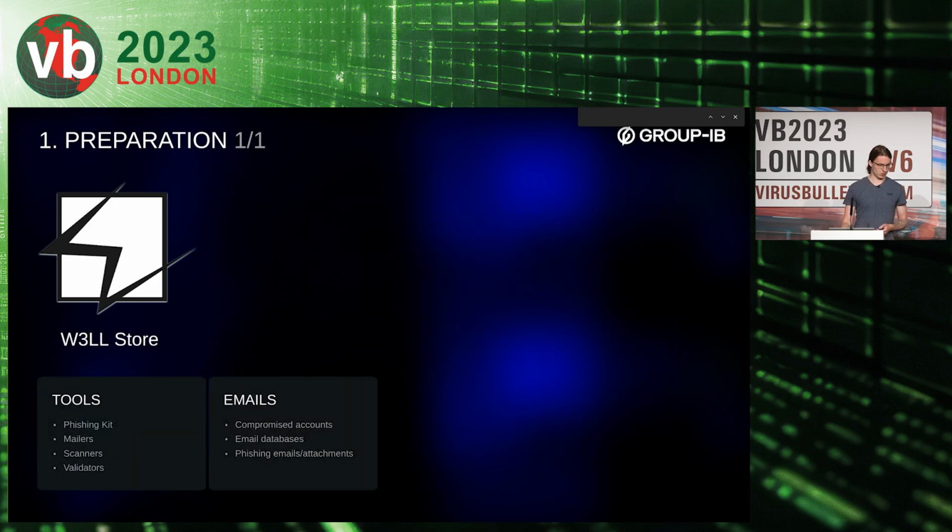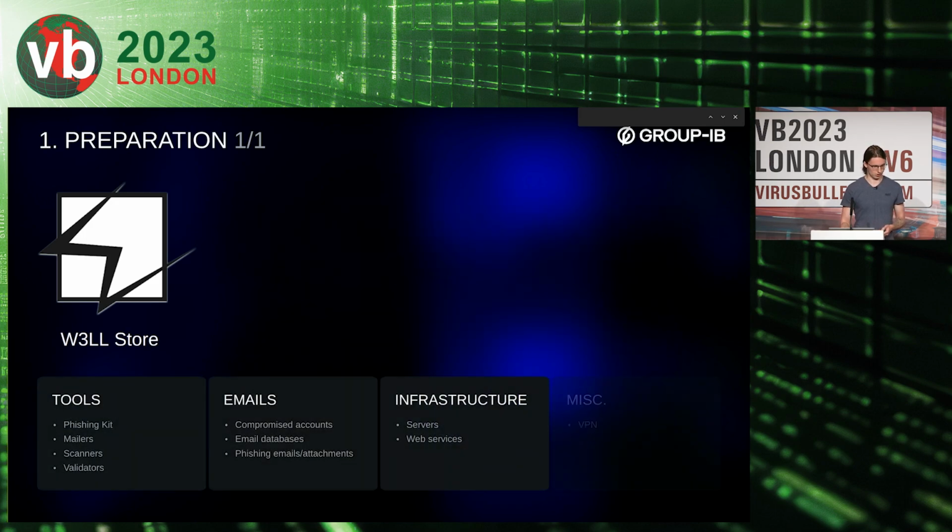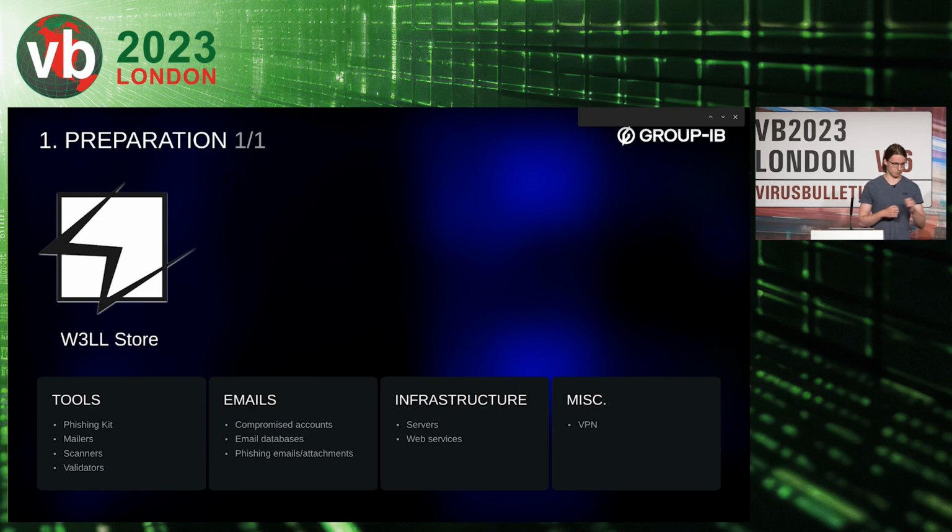The different items sold in the store can be categorized into four categories: tools, emails, infrastructure, and miscellaneous, and you can see the products here as well. Tools are, for example, mailers and the phishing kit itself. Infrastructure, think about compromised web servers where you can host the phishing kit, or compromised SMTP servers. This is a characteristic of W3LL phishing campaigns. They will often use this compromised infrastructure in order to host their tools and to execute their campaigns.